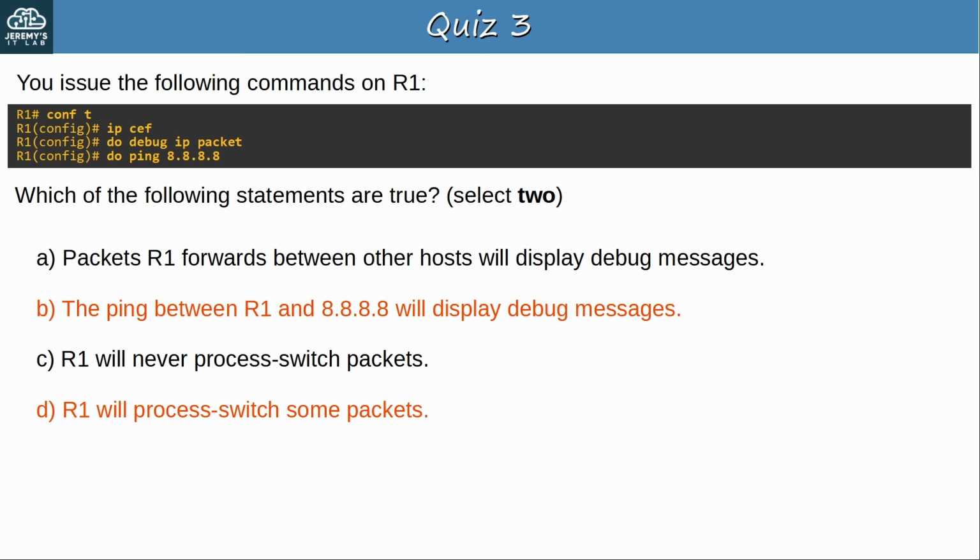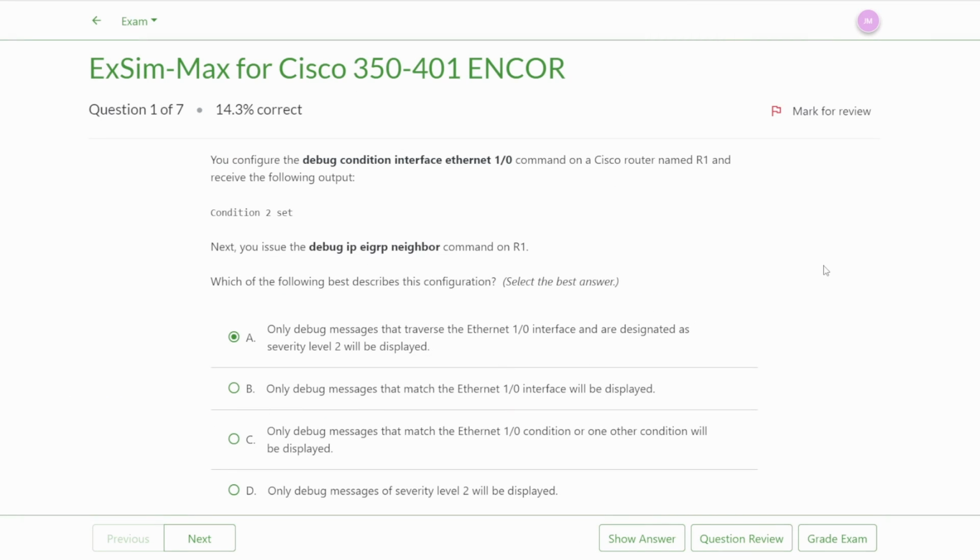Now let's move on to a practice question from Boson ExSim. Okay, here's today's Boson ExSim practice question. You configure the debug condition interface Ethernet 10 command on a Cisco router named R1 and receive the following output. The output is condition 2 set. Next, you issue the debug ip eigrp neighbor command on R1. Which of the following best describes this configuration? Select the best answer. Okay, pause the video now to think about the answer.